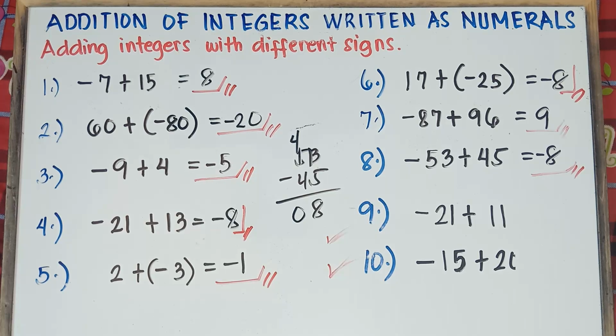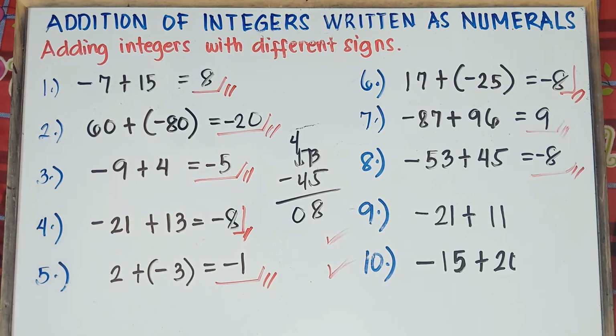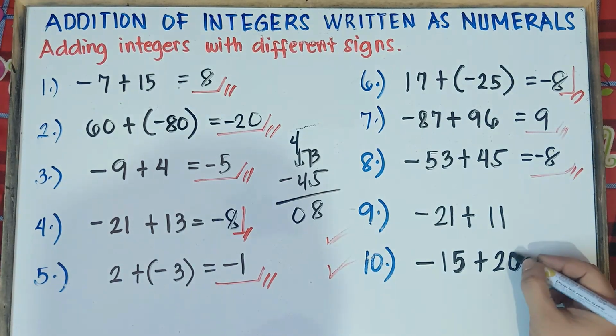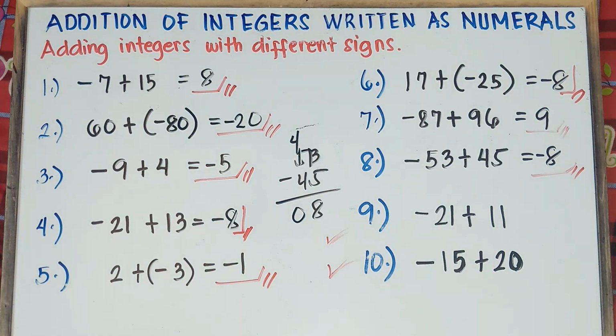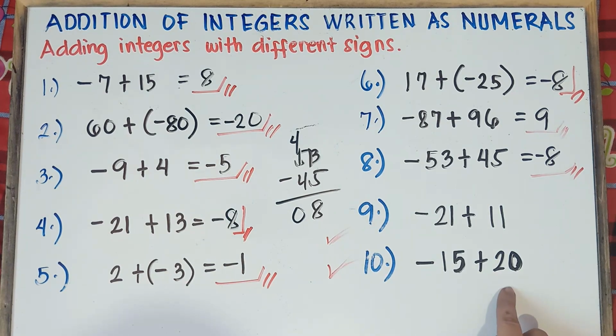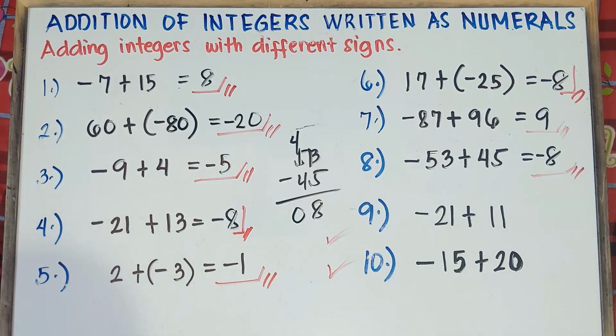Alright, so once again, class, you try number 9, and then number 10, and you put your answer in the comment section down below. Let me check, class, if you really understand our topic. So once again, for number 10, this is negative 15 plus 20. And then for number 9, negative 21 plus 11.